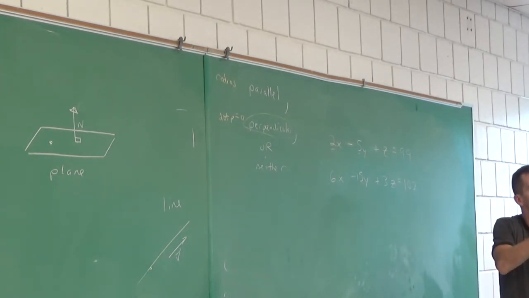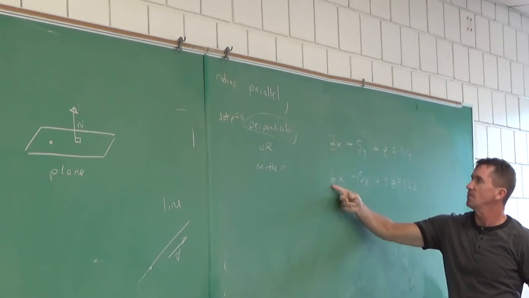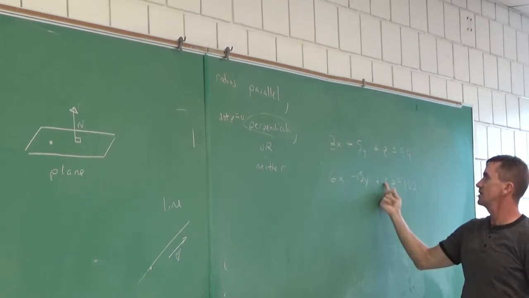We're just looking at what's going on with the normal vectors to the planes. Are they parallel, perpendicular, zero? Well, let me check the dot product real quick. 12 plus 75 plus 3. No, that's not zero.